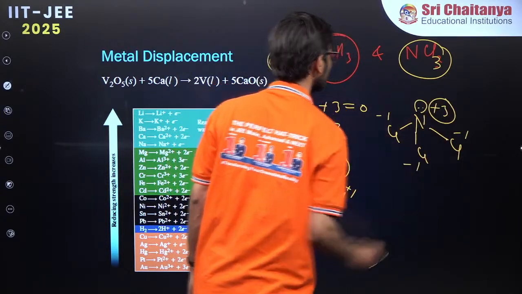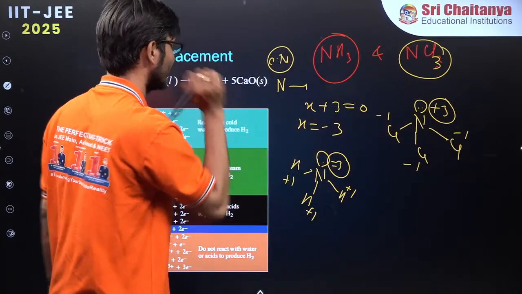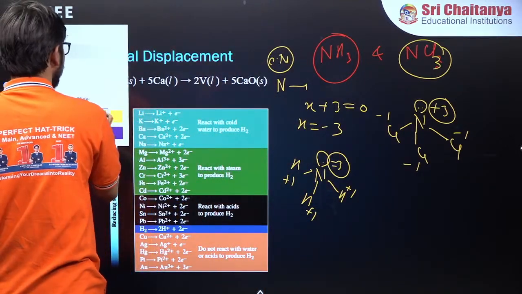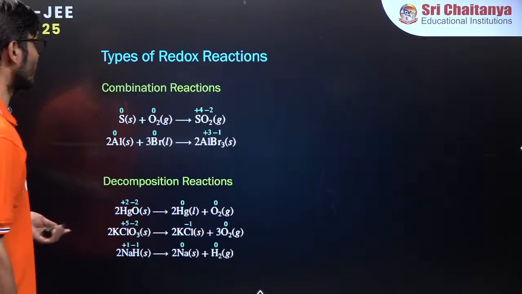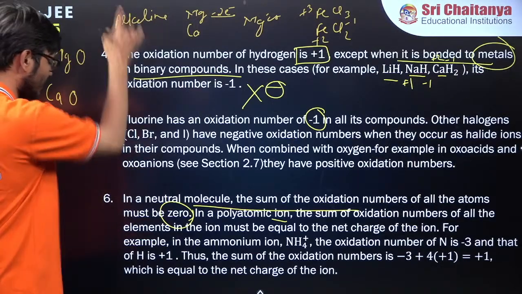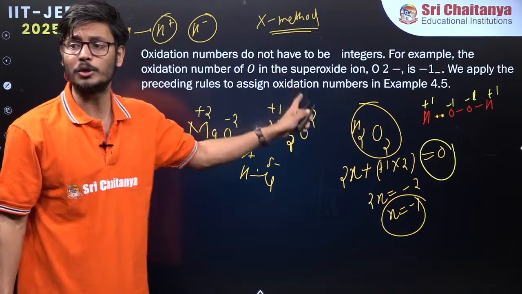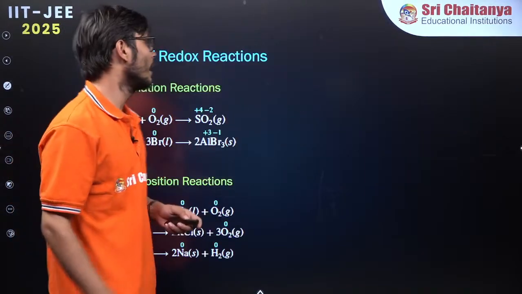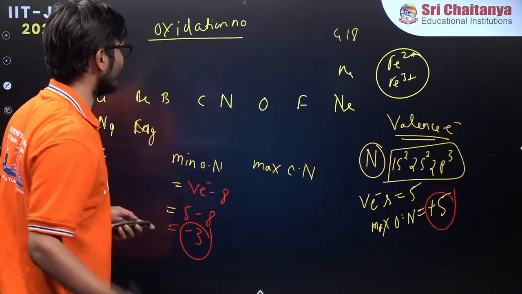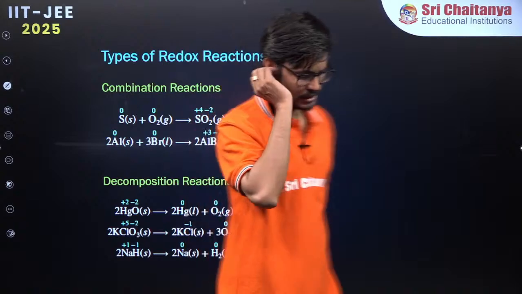That gives +3. Or you can solve by the X method. The X method is actually more simple. To apply the X method, you need to remember all the rules. Okay? Let's take a few more examples just to make you understand.